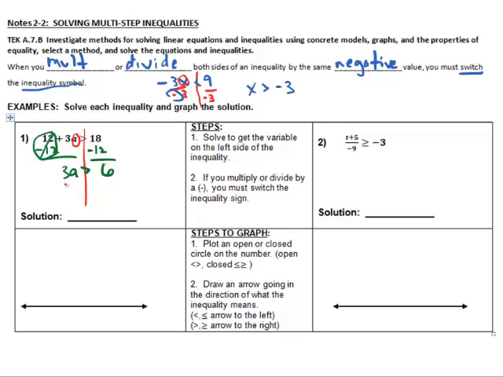The last step is to divide both sides by 3. Now I'm dividing by a positive number, so I do not have to flip the inequality, so it's going to be a is greater than 2.